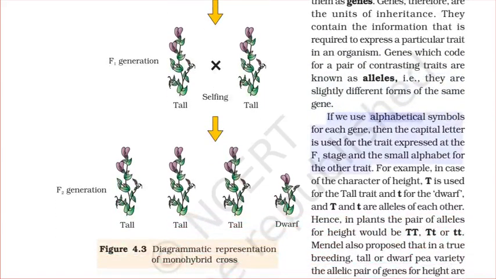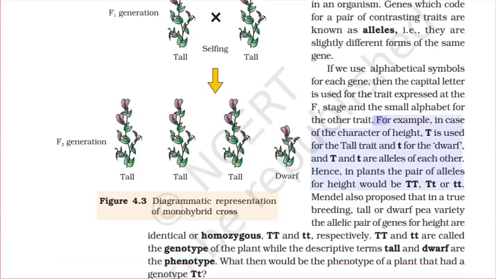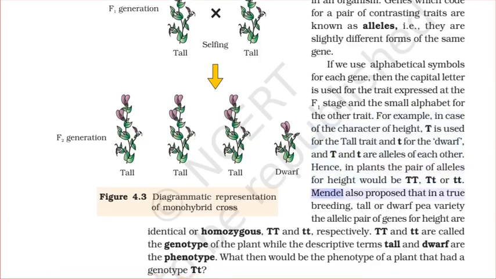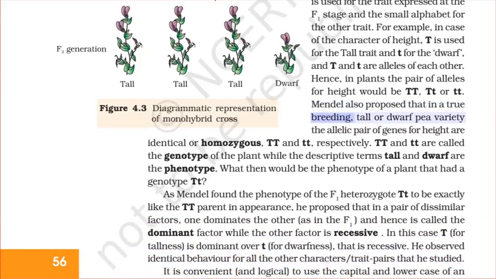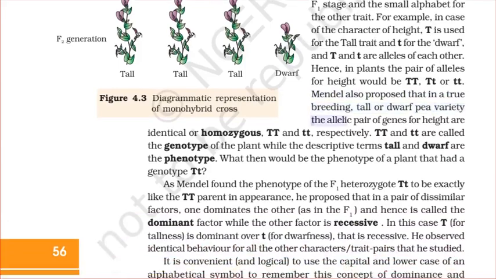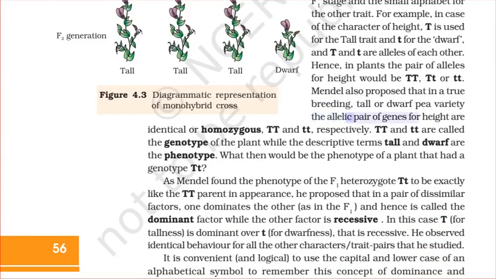If we use alphabetical symbols for each gene, then the capital letter is used for the trait expressed at the F1 stage and the small letter for the other trait. For example, in the case of the character of height, capital T is used for the tall trait and small t for the dwarf, and capital T and small t are alleles of each other. Hence, in plants, the pair of alleles for height would be TT, Tt, or tt. Mendel also proposed that in a true breeding tall or dwarf pea variety, the allelic pair of genes for height are identical, or homozygous, TT and tt, respectively.